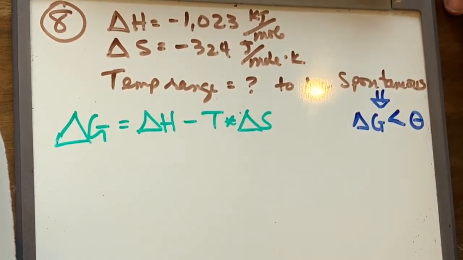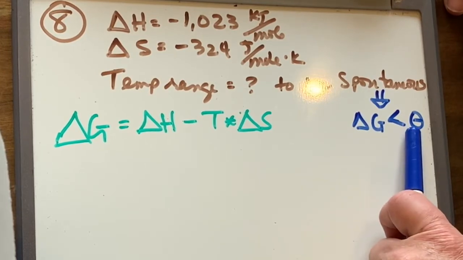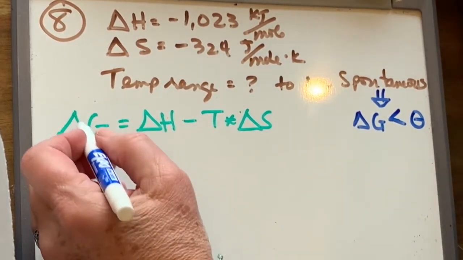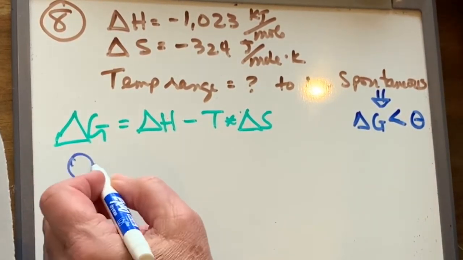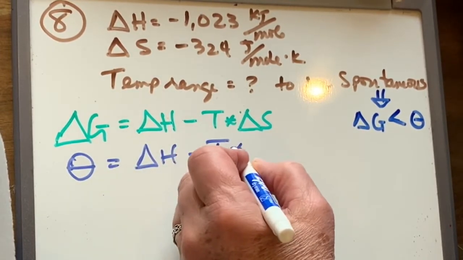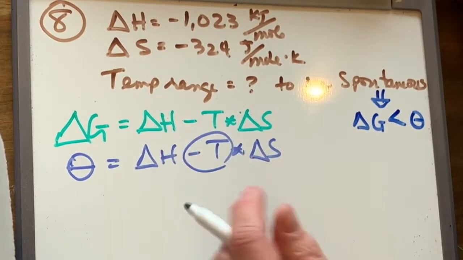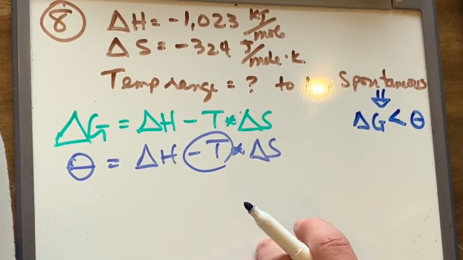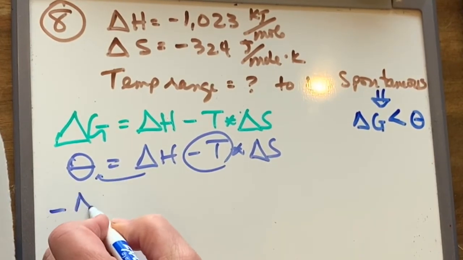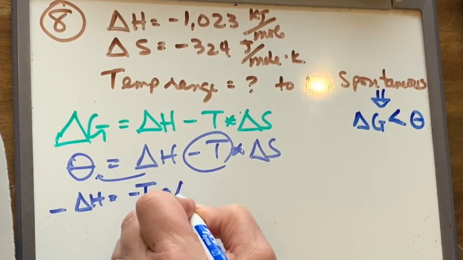And we know something about being spontaneous. The delta G has to be less than 0. But in this case, in order to solve our problem, we're going to make delta G 0. All right, so now we have delta H minus T times delta S. And we are in fact going to isolate for T because that's what they're asking us for. So we're going to start by moving this over. We have minus delta H equals minus T times delta S.